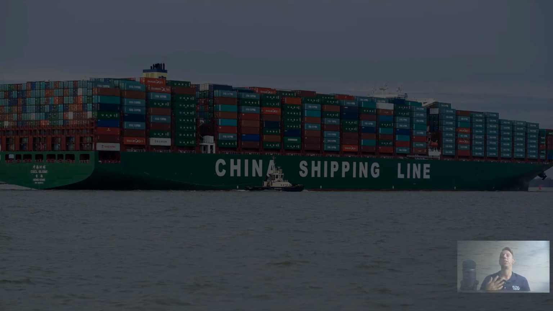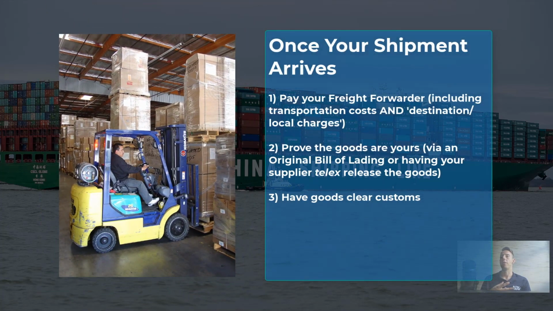So before your goods actually get to you or your Amazon FBA warehouse, there's a few things that you need to do. First, you need to pay your freight forwarder for any outstanding money due to them. Second, you need to prove that the shipment is actually your shipment. And third, you need to arrange to have your goods cleared through customs. Now, these 3 steps only apply if you've shipped your products via air freight or sea freight. If you ship them via air courier, don't worry about these steps because that's all kind of included in those really outrageous fees that you paid to have your products shipped via air courier.